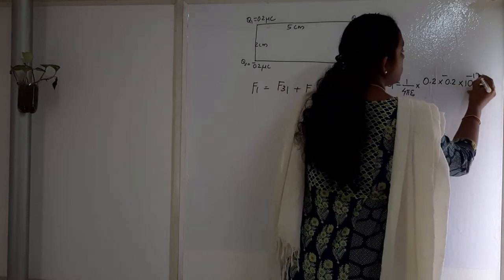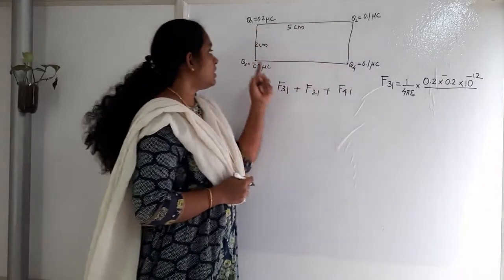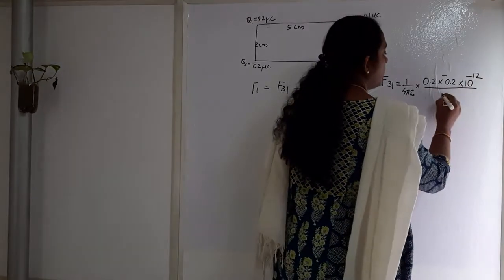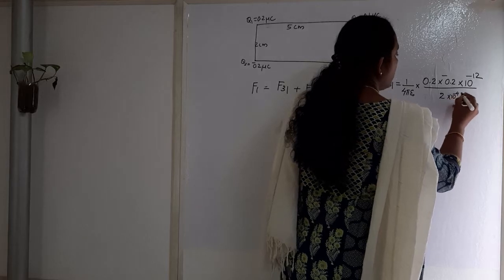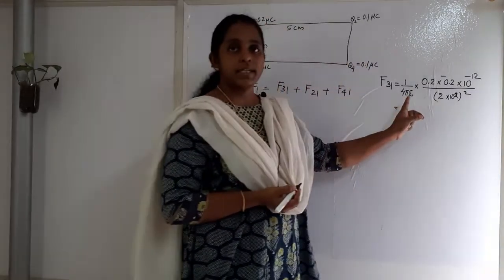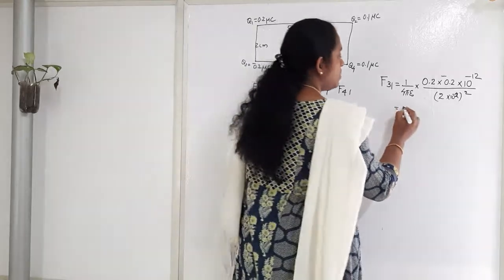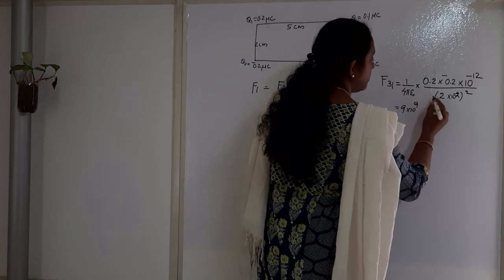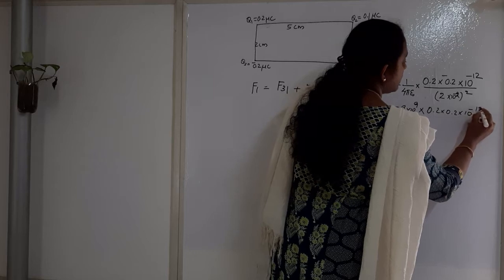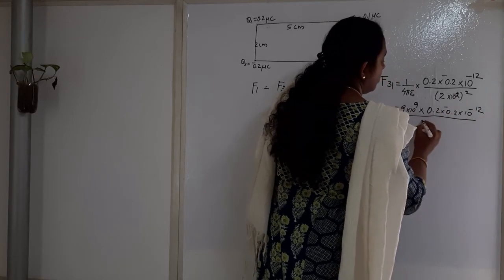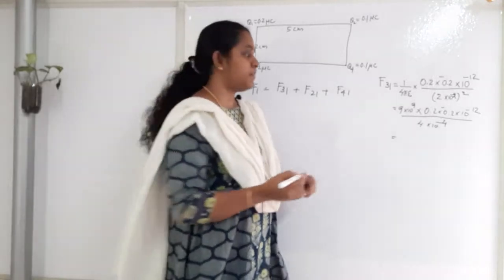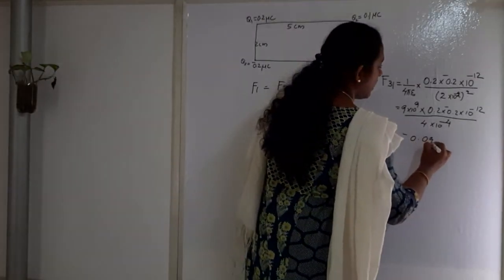So both together become 10 to the power minus 12, divided by the distance between these two charges, which is 2 centimeters as given in the question. In meters, that is 2 into 10 to the power minus 2, the whole squared. We substitute 1 by 4 pi epsilon 0, that is 9 into 10 to the power 9, times 0.2 into 0.2 into 10 to the power minus 12, with a minus sign, divided by 4 into 10 to the power minus 4. So the answer for F of 31 becomes minus 0.09 Newton.